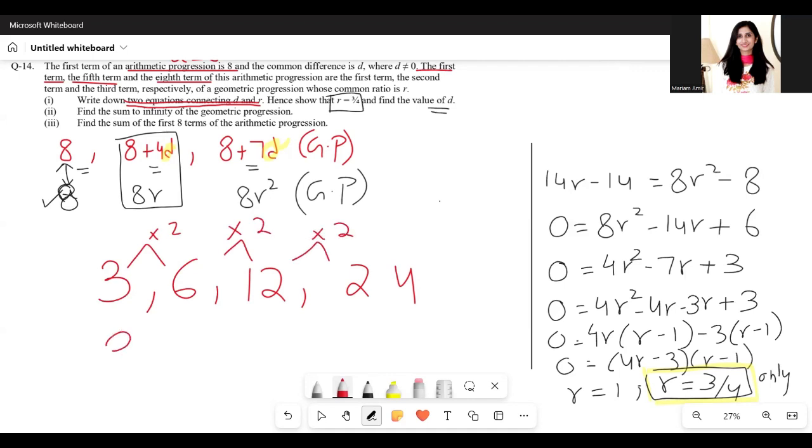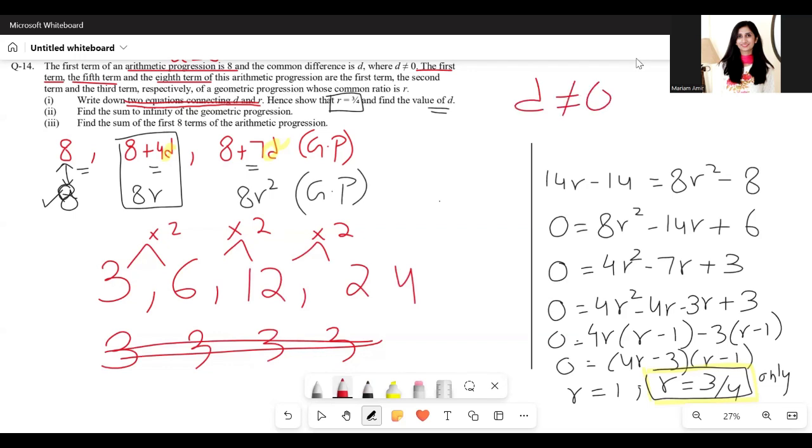Because if it's 1, then the first term will be 3, 3 times 1 is still 3, then 3 times 1 is still 3. This is not a progression. It's a constant value repeating over and over again. So R can never be 1 in a GP. Similarly, the common difference in an AP can never be 0. So in case you're solving a quadratic equation for D and one of the answers comes out to be 0, we have to reject that. Because if the common difference is 0, then the progression will always stay 3, because 3 plus 0 is 3. That does not make any sense.